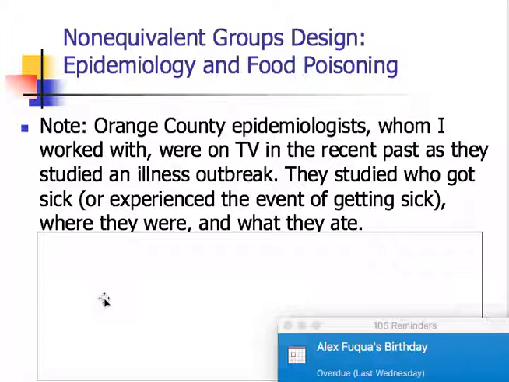In Orange County, there were some epidemiologists on TV, and there was an illness outbreak, and they studied who got sick, who experienced the event, where they were, and what they ate, in order to figure out the treatment group who got sick versus a comparison group who didn't, and try to figure out what the cause was.